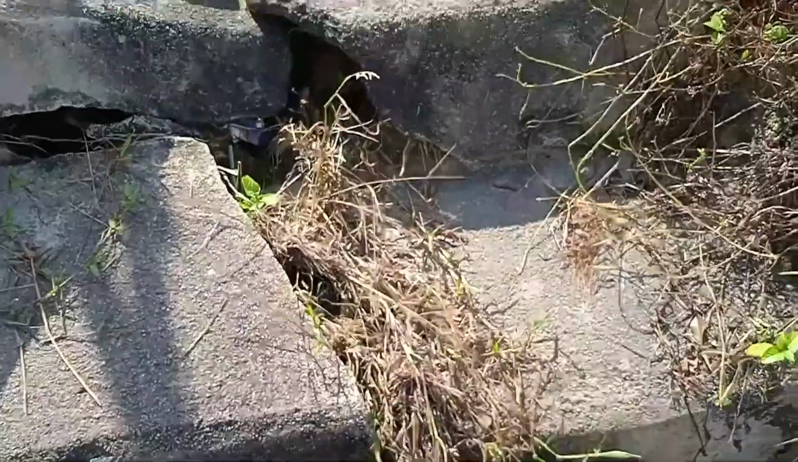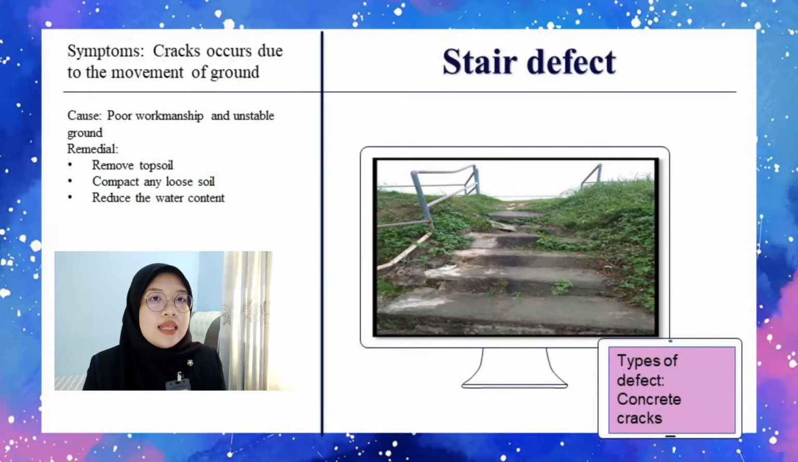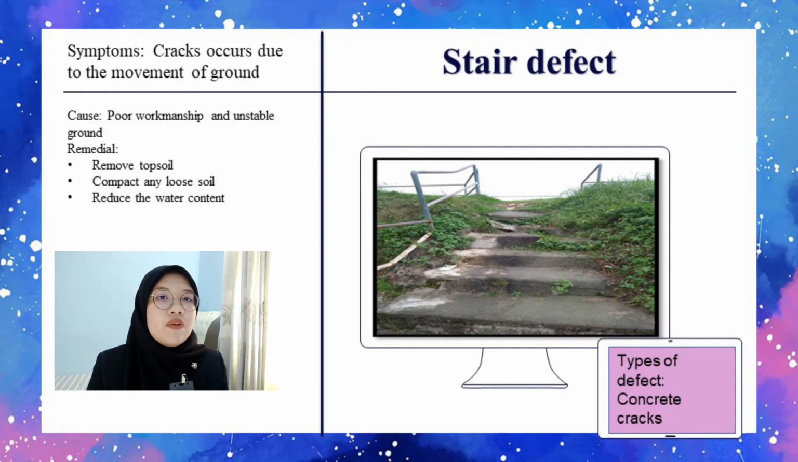To resolve, first remove any topsoil, soft areas or organic material from the subgrade. Then, compact any loose soil beneath the concrete slab and continue with other procedures. Finally, reduce the water content of the mix by increasing the size and quantity of coarse aggregate and using low shrinkage aggregate.